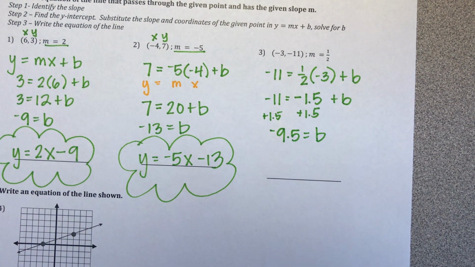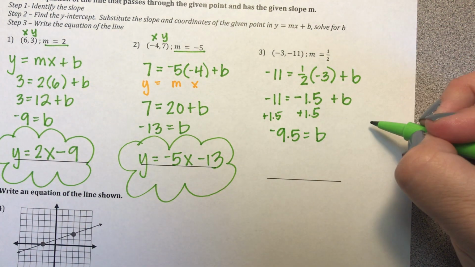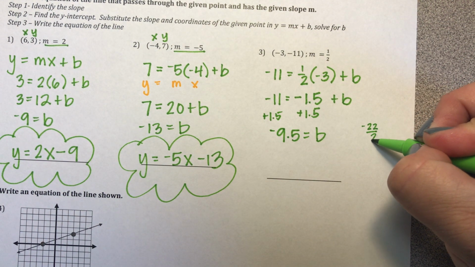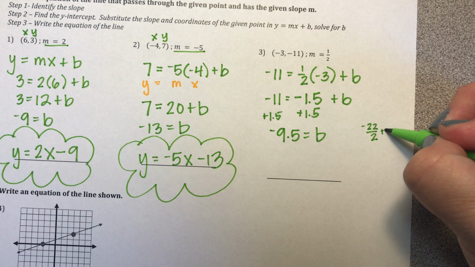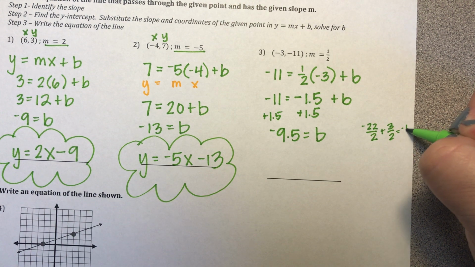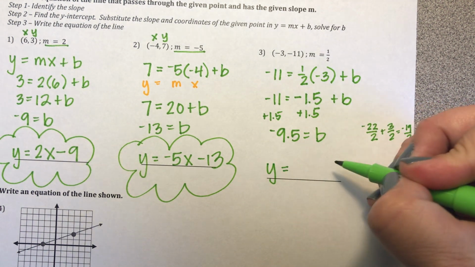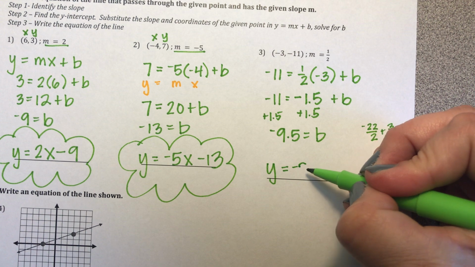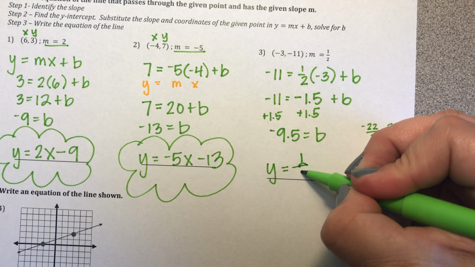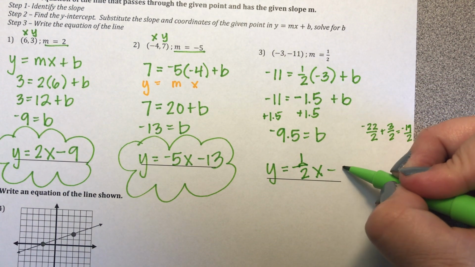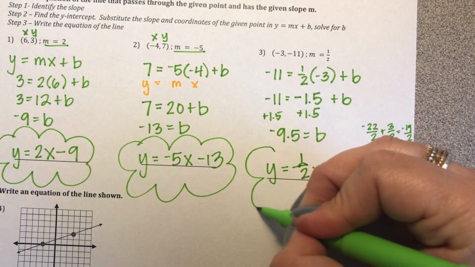Okay, if you used fractions, you would have had, I'll write it over here, -22/2, and then plus 3/2, which would have given you -19/2, which is the same thing as -9.5. So y equals, I lost the slope, there we go, -1/2 x minus 9.5.